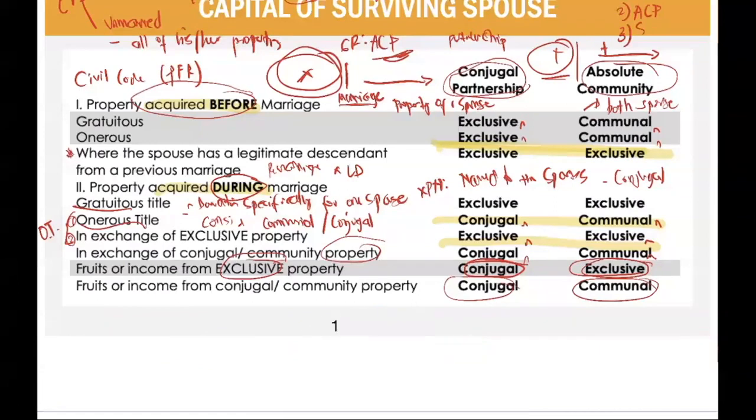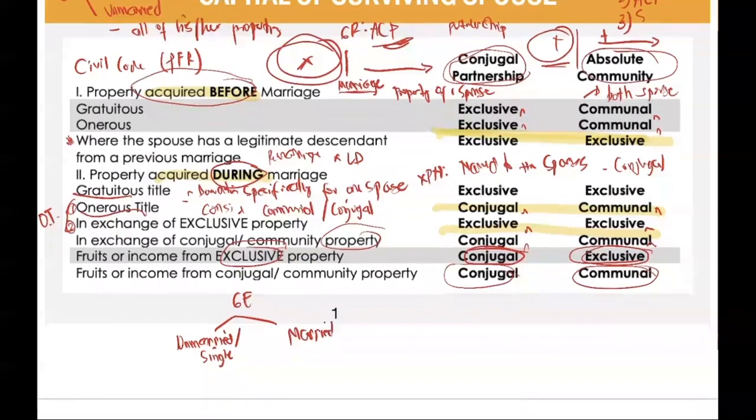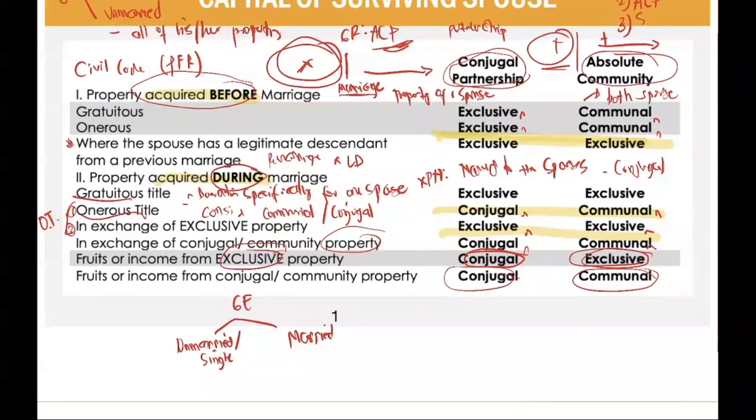So let's discuss the rules again. In your gross estate, you need to determine whether the decedent is unmarried or single, or the decedent is considered married. If the decedent is considered unmarried or single, all of the properties will be included. But if married, you need to determine conjugal properties and exclusive properties.